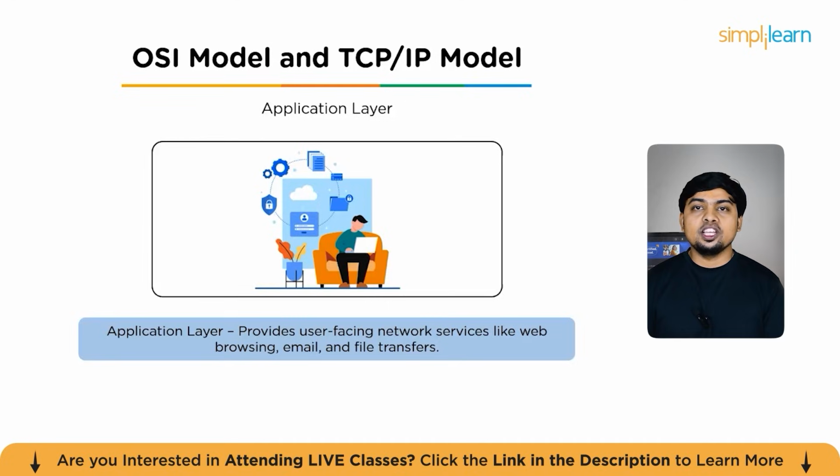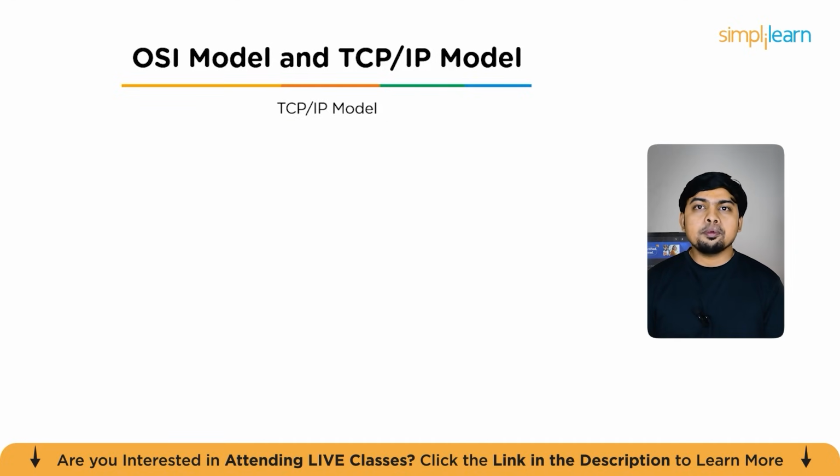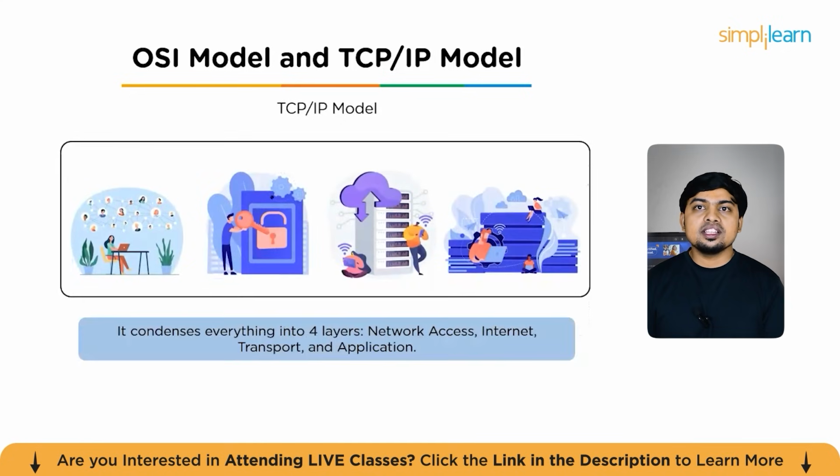Now, with the OSI model discussed, let's switch to the TCP/IP model. It's a practical 4-layer framework. Now let's compare this to the TCP/IP model, which is more compact and directly used on the internet. While the OSI model is theoretical, the TCP/IP model is practical. It powers your real-world communication every day. It consists of 4 different layers.